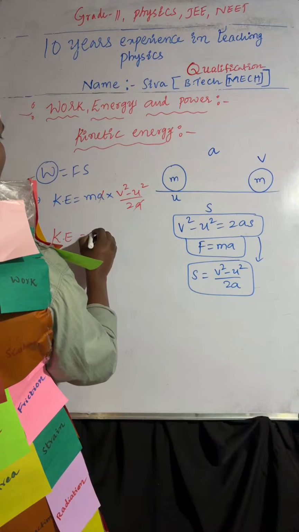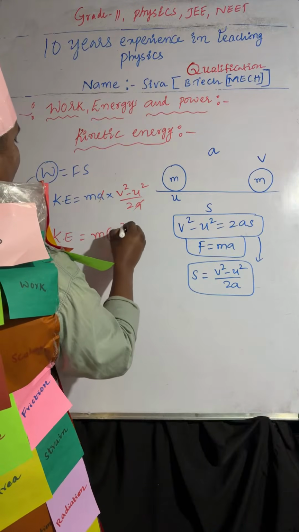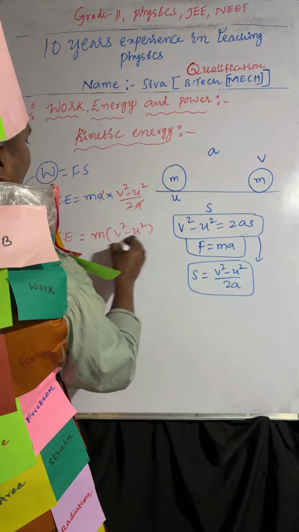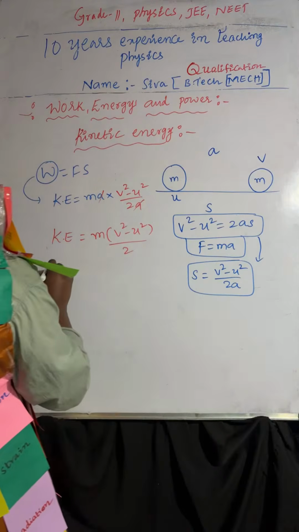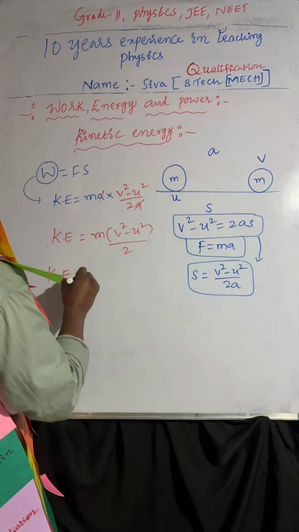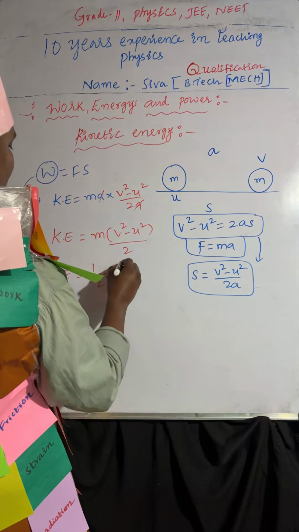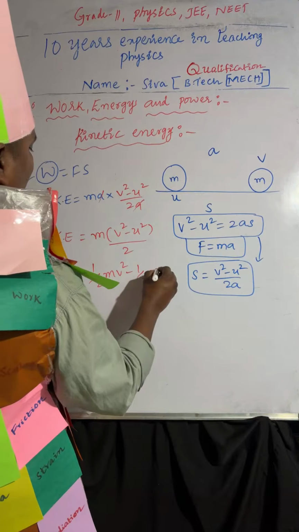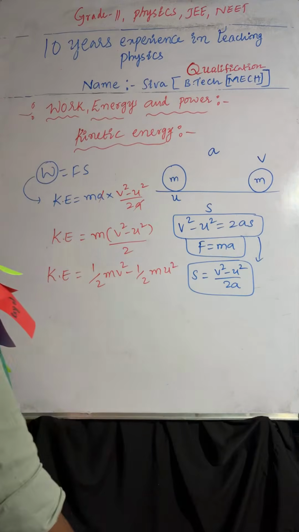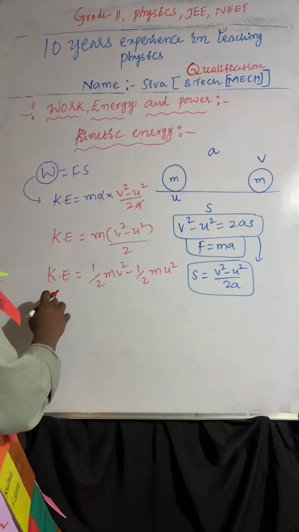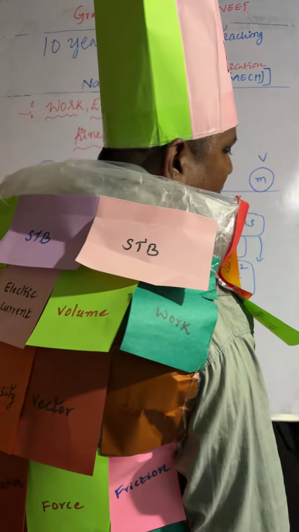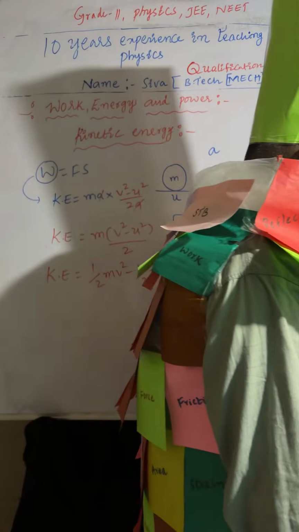Kinetic energy equal to m into v square minus u square by 2. So K equal to half mv square minus half mu square. So that is work only, right? Work equal to half mv square minus half mu square.